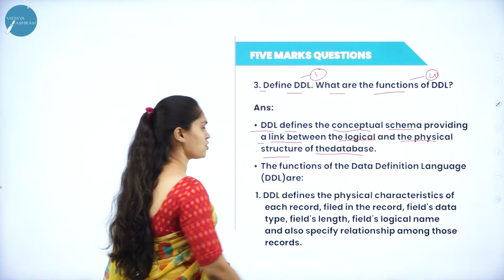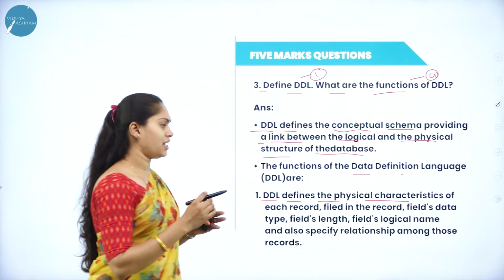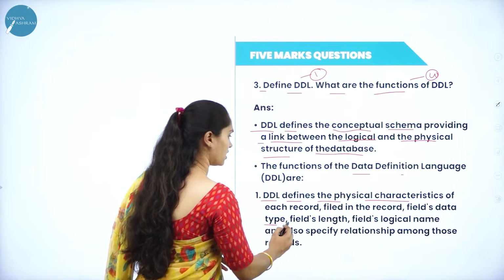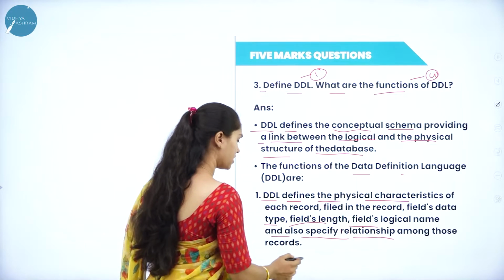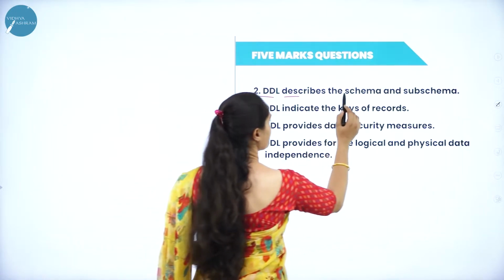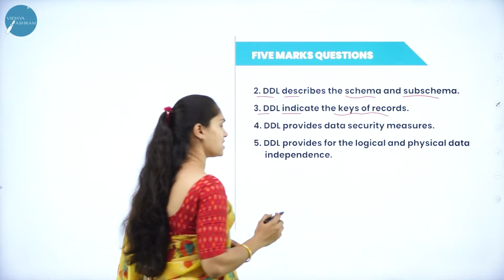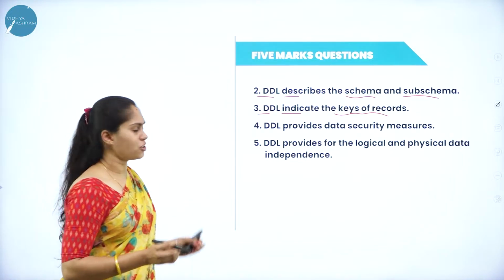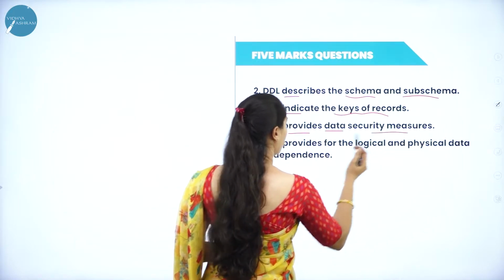So what are the functions of DDL? DDL defines the physical characteristics of each record. It also specifies the fields of a record, the field data type, field length, field logical name, and the relationships among those records. DDL also describes the schema and subschema. DDL indicates the keys of records, whether primary key, candidate key, or foreign key. All those keys are defined by DDL, and DDL also provides data security measures.